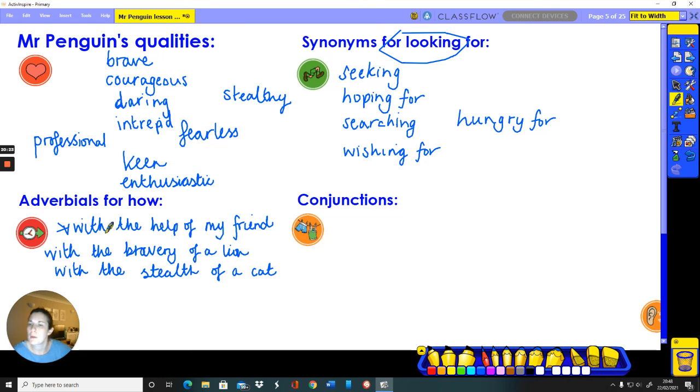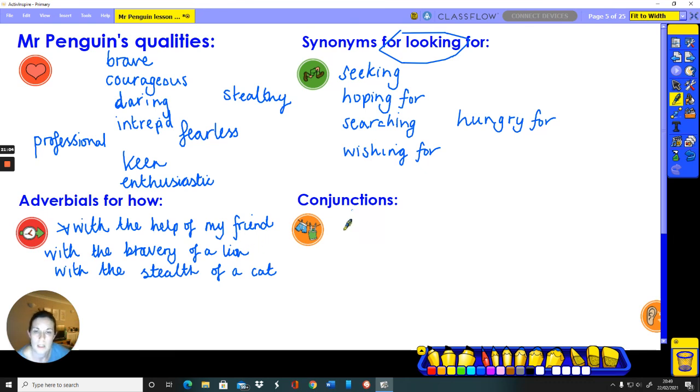Okay, so I've managed to get 3 adverbials for how. We sometimes start our sentences with adverbials. We call them fronted adverbials, and that would work well to go with our multi-clause sentences that we looked at the start of the lesson. So we could be thinking, whilst we're writing them down, oh, how would I form that into a sentence that makes sense? So I could have, with the help of my friend Colin, I am seeking, or we are seeking, adventure and mystery. I will work with the bravery of a lion, because he's an advertisement. Mr. Penguin is trying to sell himself.